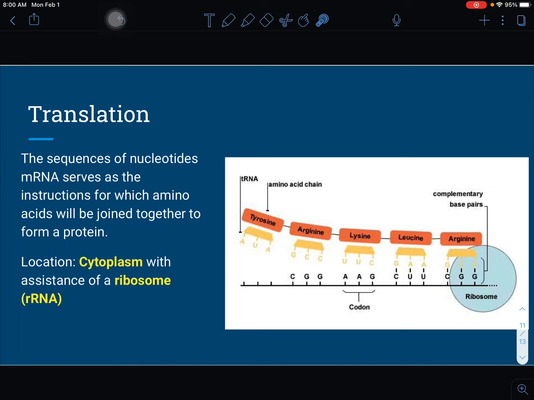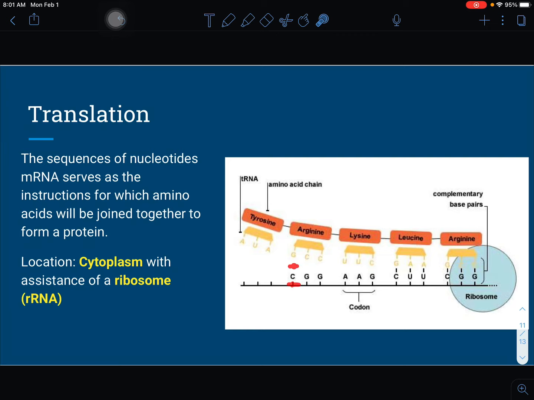That stop codon tells us we're done making that particular protein. And that process of bringing in these amino acids is called translation. When we go through the sequence of nucleotides, mRNA serves as instructions for which amino acids will be joined together to form a protein. So we have a particular strand of mRNA that we are going to do complementary base pairing with, Chargaff's rule once again, and it's going to look at 3 letters and only 3 letters at a time.